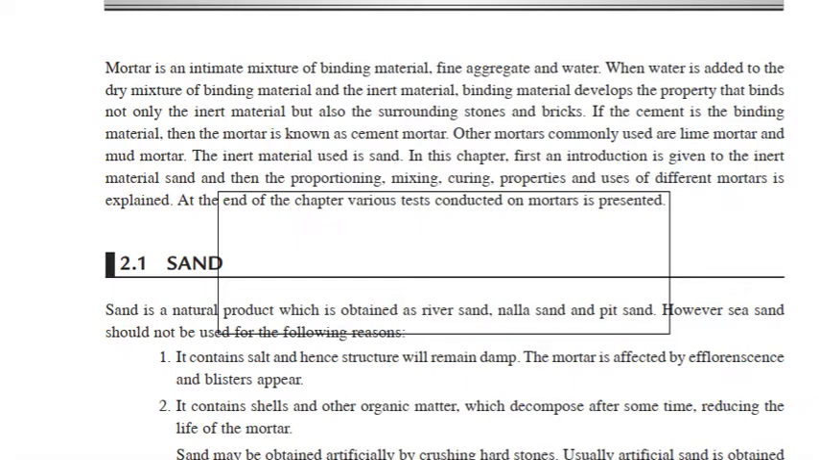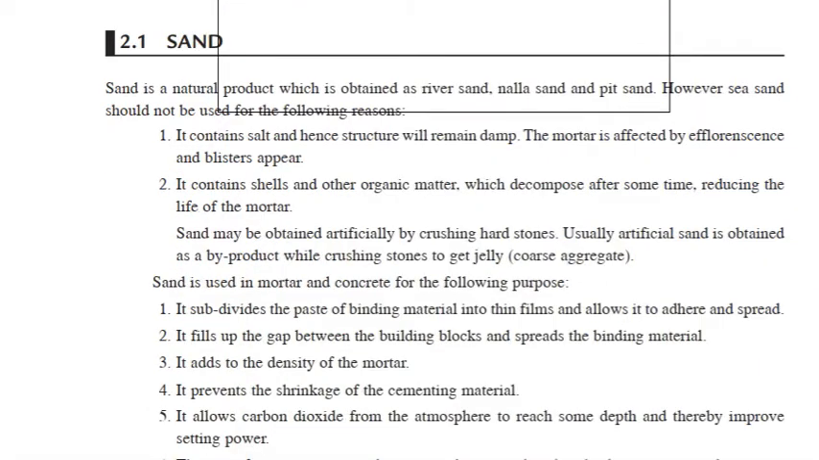2.1 Sand. Sand is a natural product which is obtained as river sand, nulla sand, and pit sand. However, sea sand should not be used for the following reasons. 1. It contains salt and hence the structure will remain damp. The mortar is affected by efflorescence and blisters appear. 2. It contains shells and other organic matter, which decompose after some time, reducing the life of the mortar.